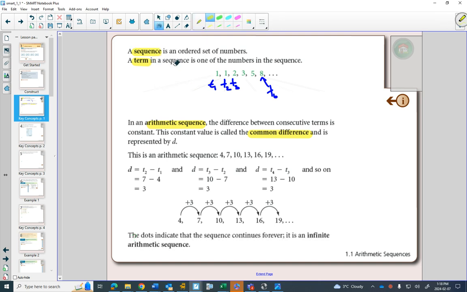Now there are dots at the end. And those dots at the end mean that this keeps on going forever. So we would call this an infinite arithmetic sequence. Anybody remember how I found the formula? Any guesses what the formula would be for this one? 3n plus 1.